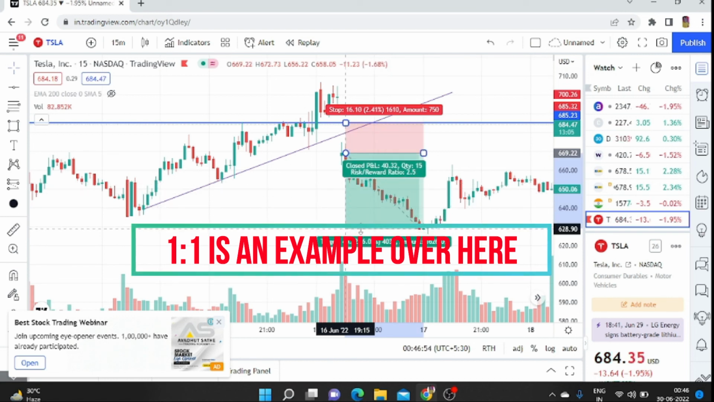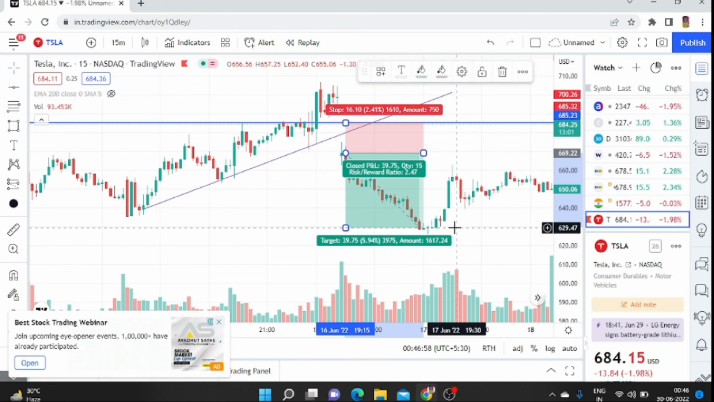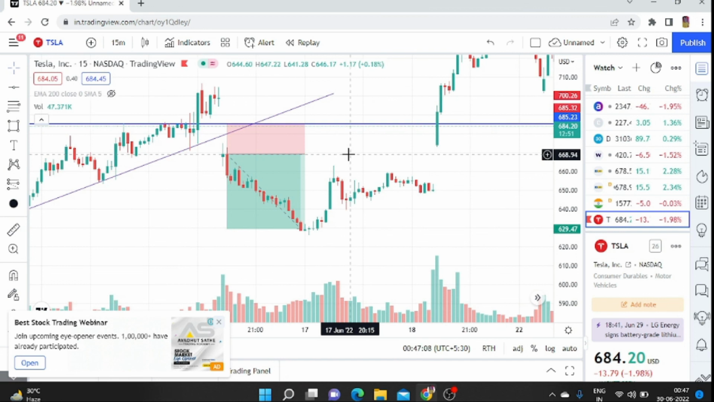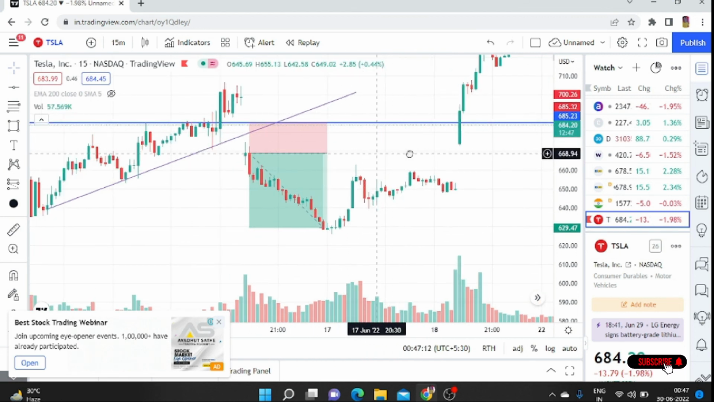You can change your reward according to your quantity. Actually, quantity plays an important role in the risk and reward ratio. So you can change it according to your wish, how much quantity you bought, or how much risk you can bear in the market. It depends totally on you.